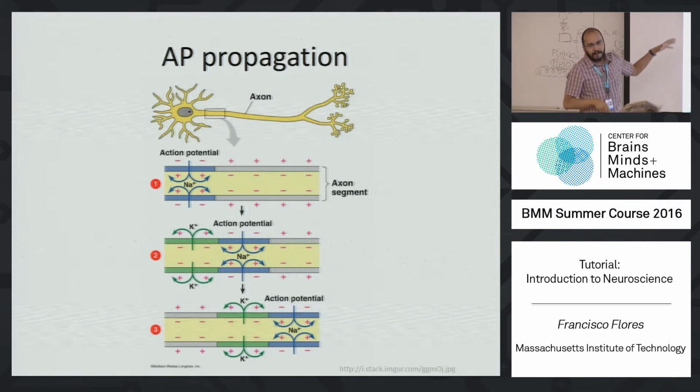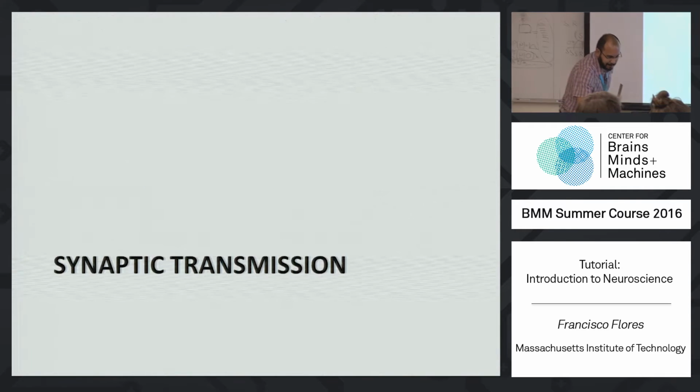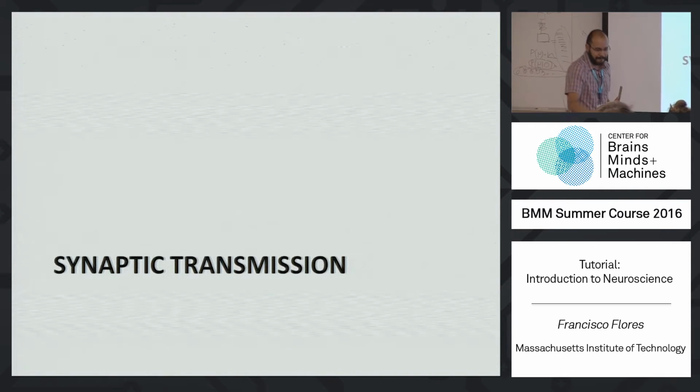Now, everything will be very boring with only one neuron, even though just studying this part has granted several Nobel Prizes. But it's interesting to see what happens when you have another neuron. So that's called the synaptic transmission, okay?